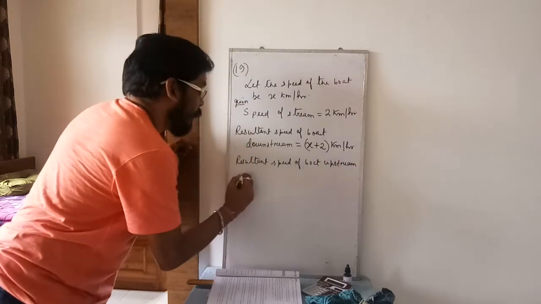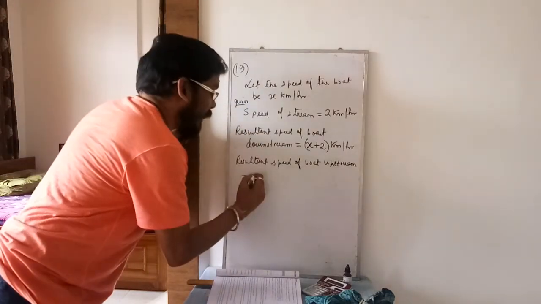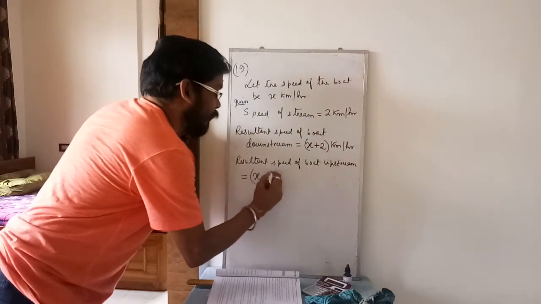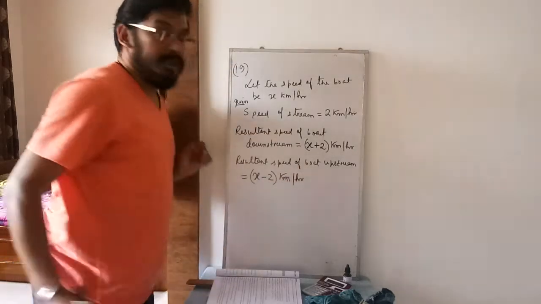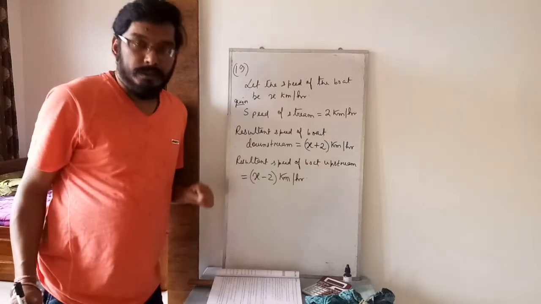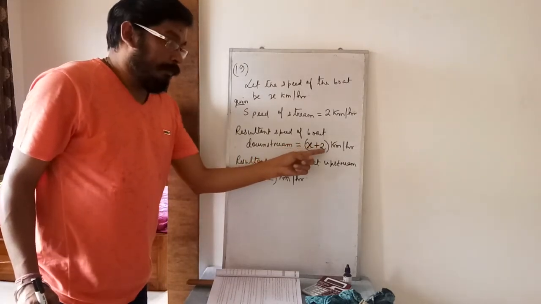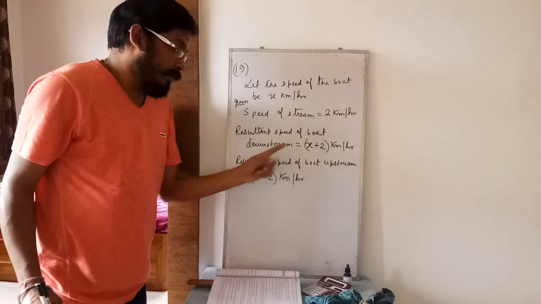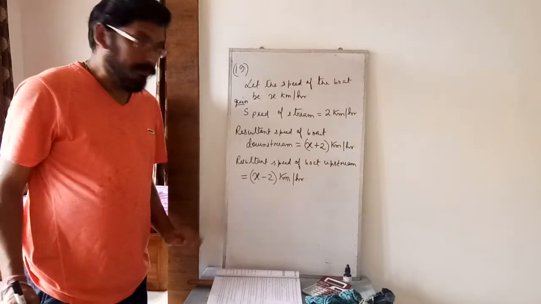Upstream the speed will decrease. Whose speed will decrease? The boat. So the boat speed was x, and since it is decreased, it is x minus 2. You have to keep in mind, x will be before, because the stream speed will not change. The speed of the boat will change. That's why downstream it is the speed of the boat plus the speed of the stream, and upstream, to decrease, it is the speed of the boat minus the stream speed.